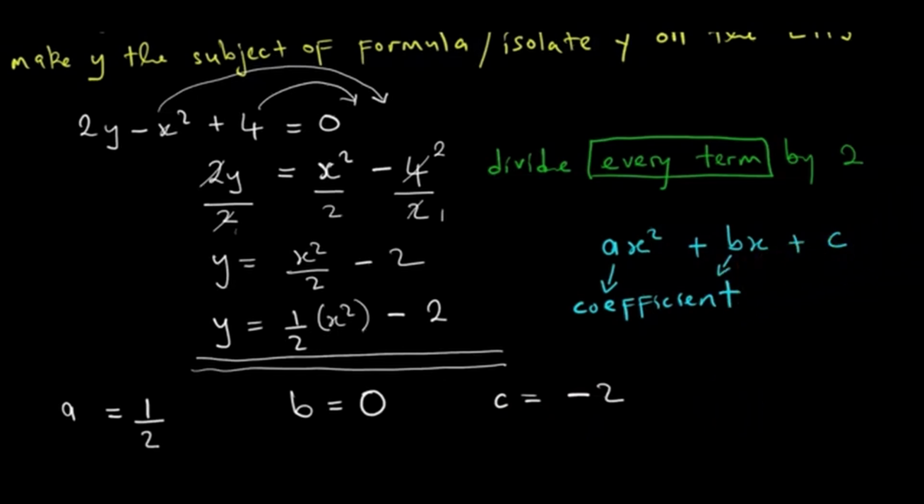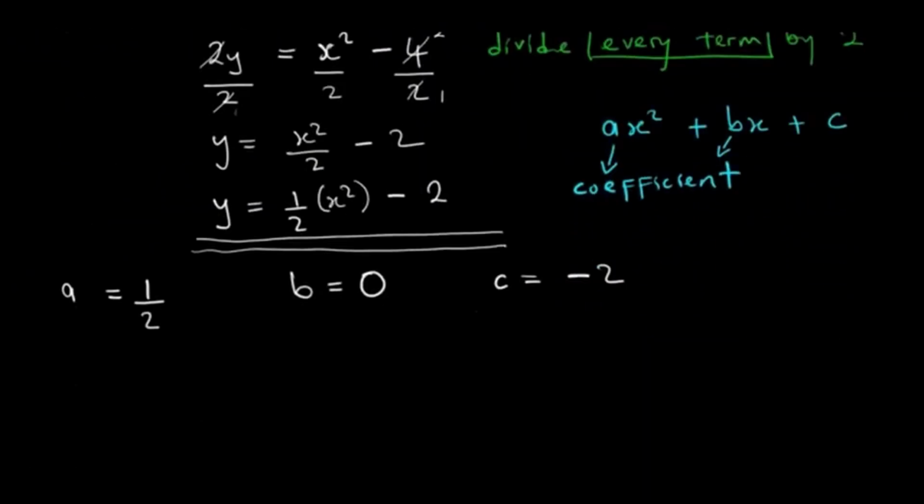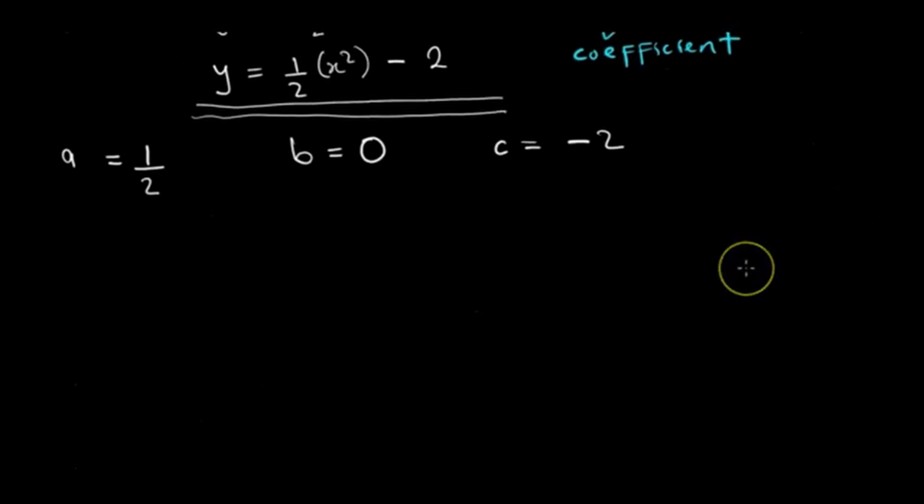If we go back to our question, the question says write the quadratic function 2y minus x squared plus 4 is equal to 0 in standard form. That we have done. Then it says draw a graph of the function and state the significant characteristics. So we now want to draw the graph before we state the significant characteristics. How are we going to draw the graph? I want to bring to your remembrance 2 facts which are very important.